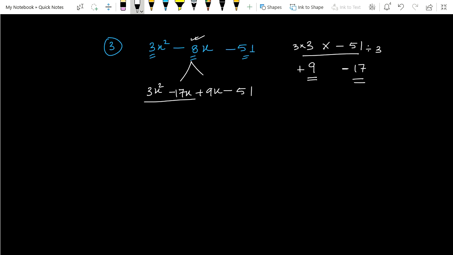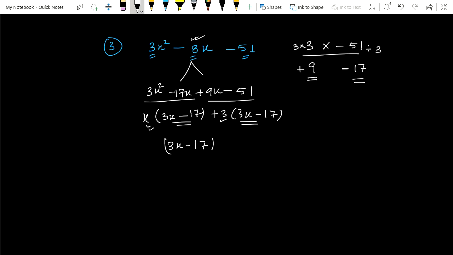So we are finding here this is the first factor and this is the second factor. If we take common x from the first pair, we can see here it should be 3x, and now 17 remained as it is. If we take common from the second pair, 3 is common, so 3x remains inside and minus 17 remains inside. So this is a common factor in both the terms. So 3x minus 17 is the common factor that we have collected. Now remaining terms are x and plus 3. So we are collecting them: x plus 3.